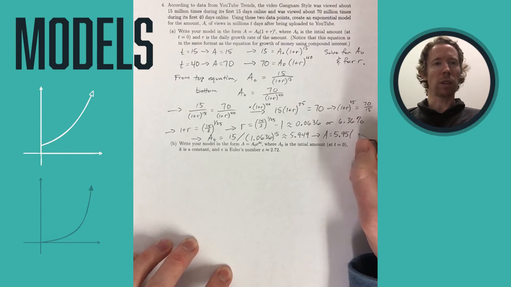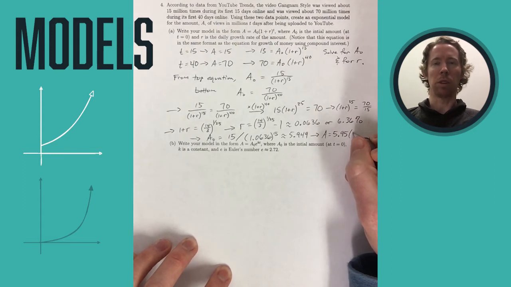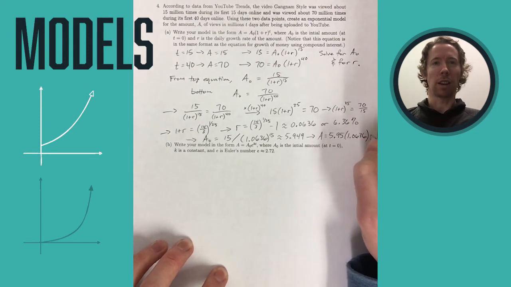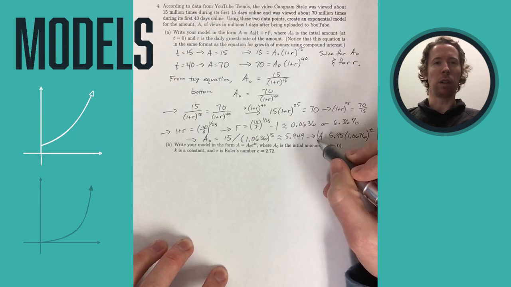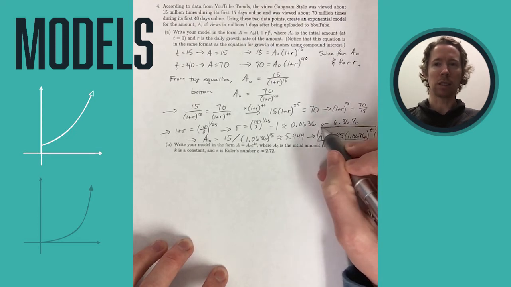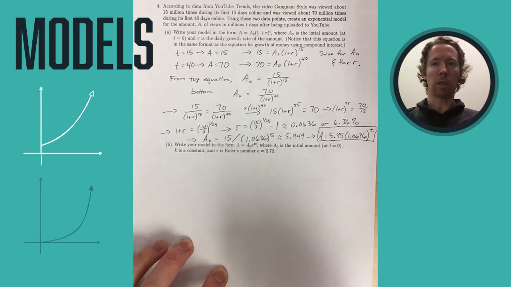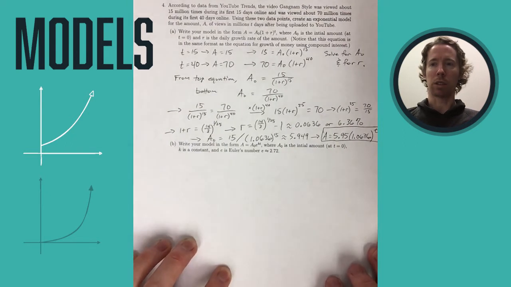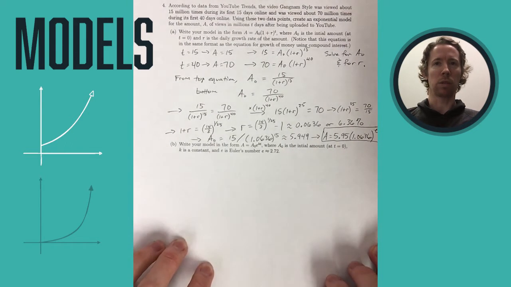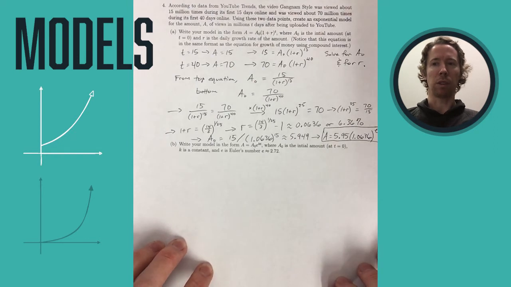So notice this model is not accurate probably for the very beginning. When this video first came out, it's saying that you have 5.95 million views to start out with. It doesn't really make sense, but we can use this model to make predictions about how many views the video will have after 40 days.